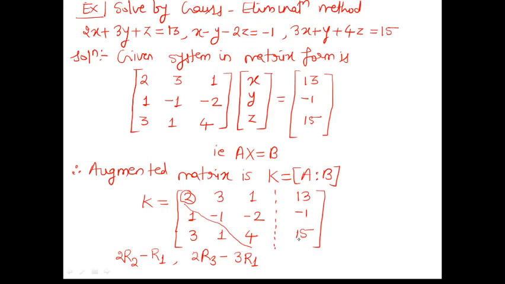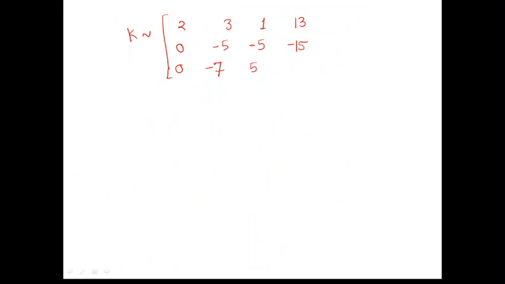Let's find out the change in the last element. 15 times 2 is 30, 30 minus 39, so that is nothing but minus 9. So we have minus 9 over here. In this way I am getting all the elements below the first diagonal as 0.